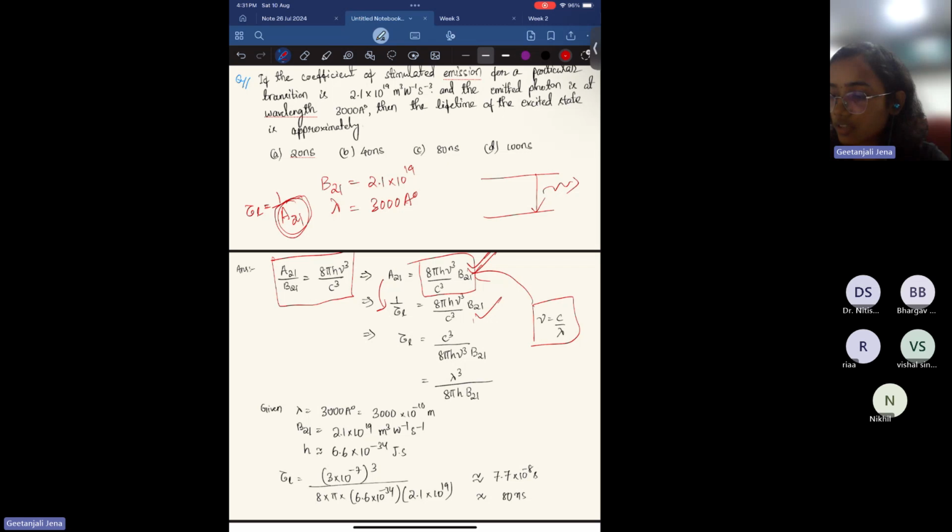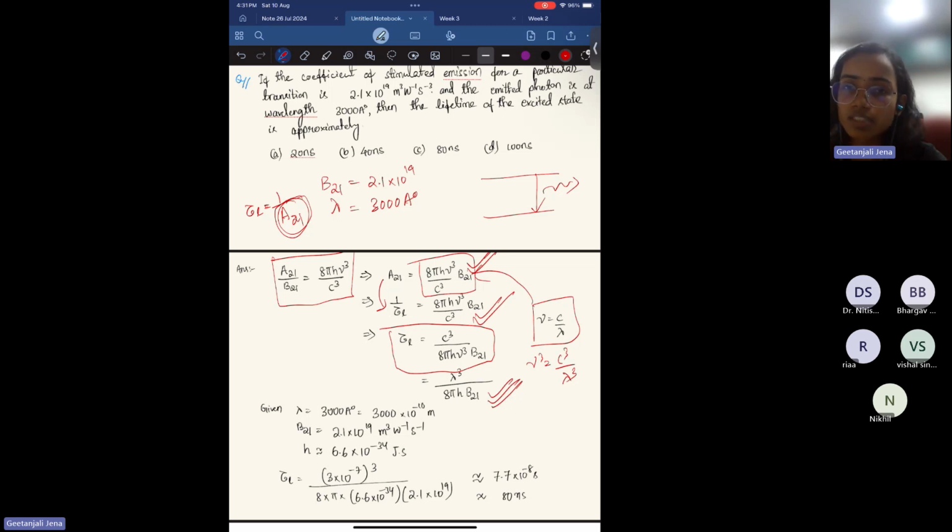So the final expression is this. Now to find out tau L, this is nothing but CQ by 8 pi H nu Q B21, and nu Q is nothing but CQ by lambda Q. So we will get this expression for tau L. Now everything is given to you.